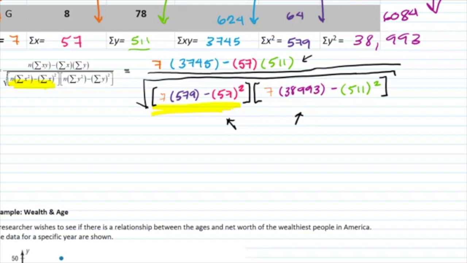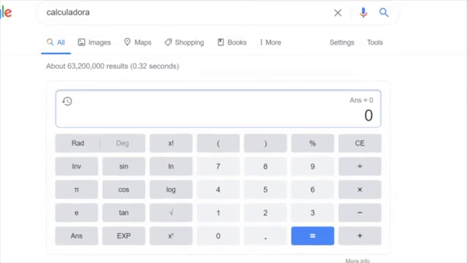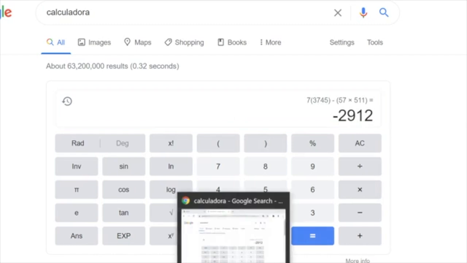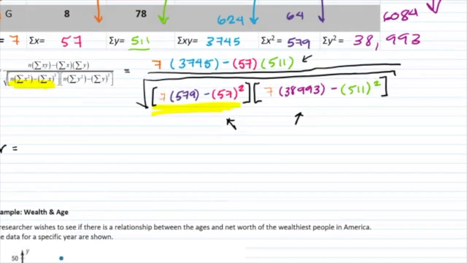So let me go to Google and hope for the best. So I'm going to calculate the top first. It would be 7 times 3,745, parentheses, minus, parentheses, 57 times 511. Cross your fingers. That is exactly what I wanted. So the top is negative 2912.